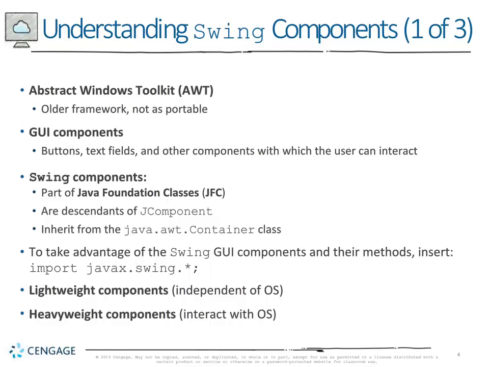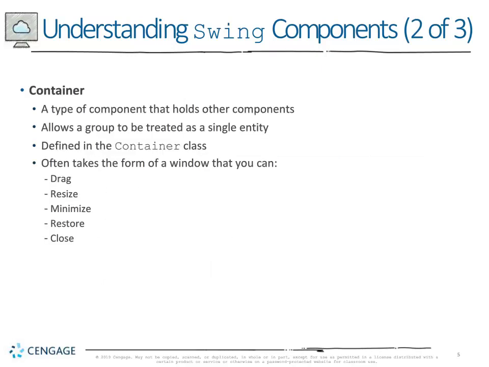While some Swing components, such as JFrames, are known as heavyweight components because they do require interaction with the local operating system. When you use Swing components, you usually place them in containers. A container is a type of component that holds other components so that you can treat a group of them as a single entity. Containers are defined in the Container class.